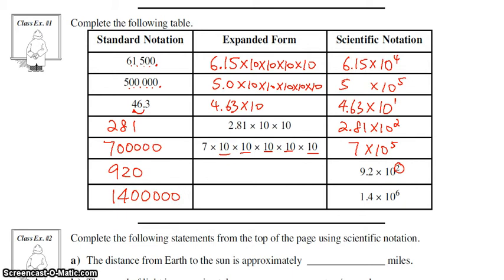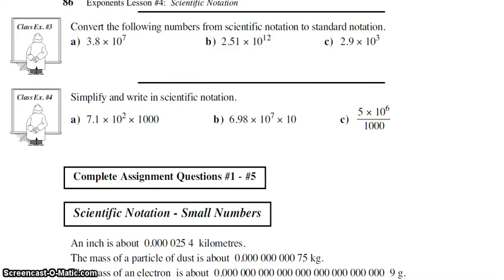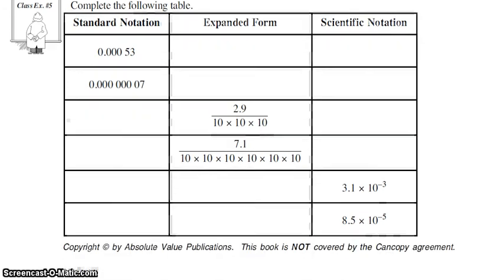Now let's move on to very small numbers. We use scientific notation for small numbers as well. Let's look at this table. We're using division. So this one is 5.3 divided by 10. If I divide by 10, I make it smaller. 1, 2, 3, 4. I divide by 10 four times.